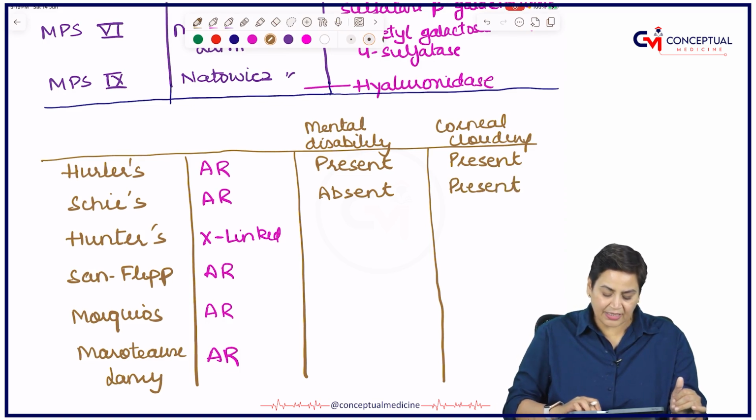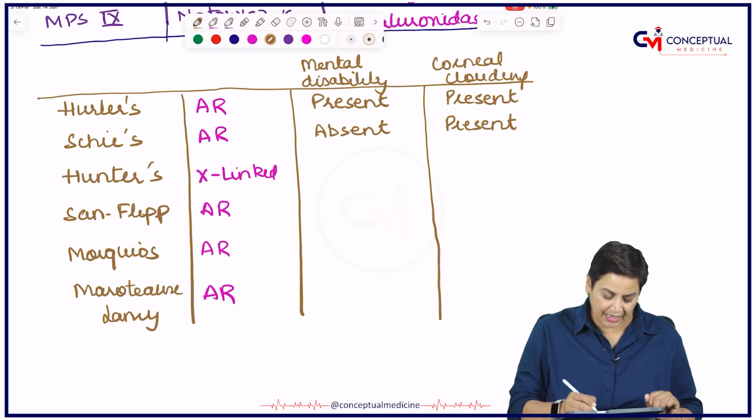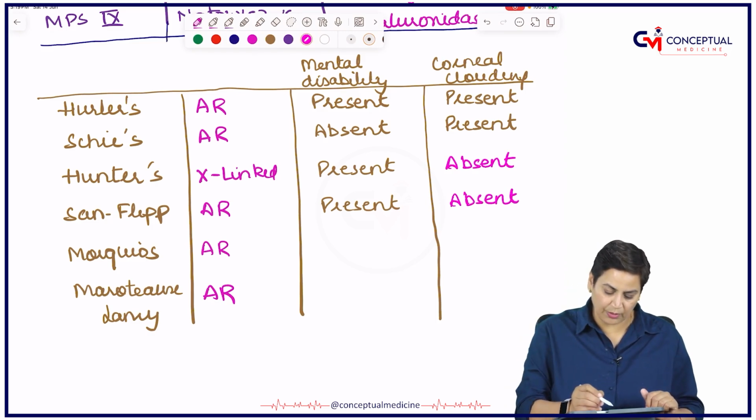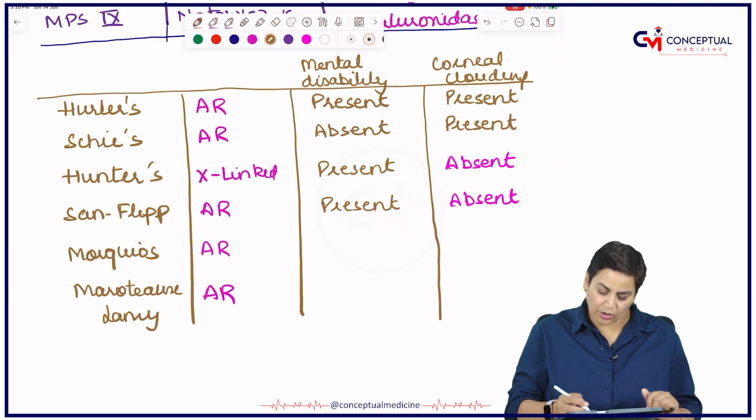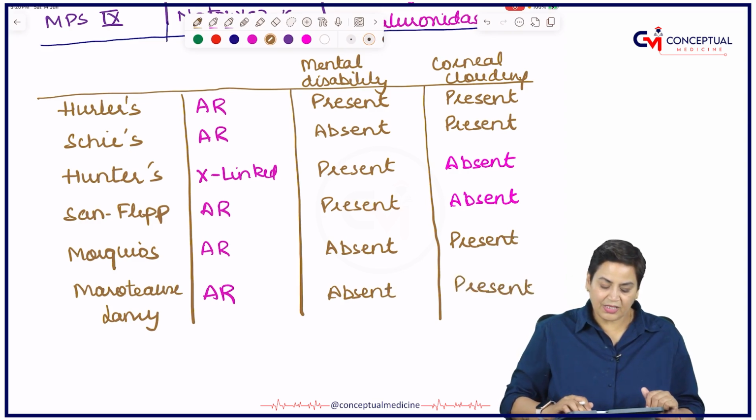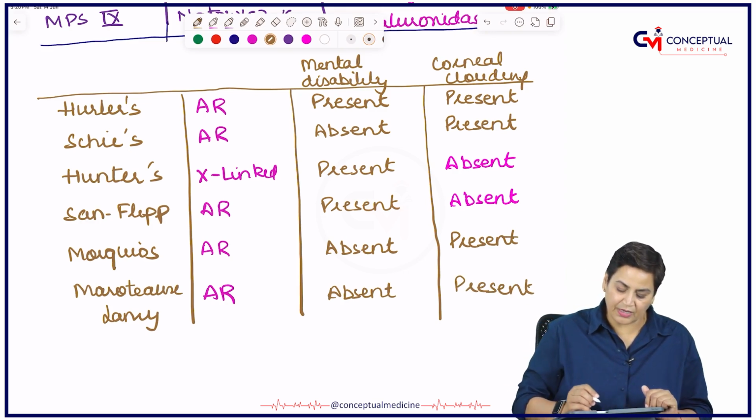Then coming to Hunter and Sanfilippo, always remember one thing. In Hunter, intellectual disability will be there. In Sanfilippo also it will be there. But corneal clouding will be absent here. Okay, for this I will tell you one mnemonic to remember. Now coming over to Morquio. In Morquio, mental disability is absent, but corneal clouding is present. So this is how we have to differentiate between the different types of diseases.